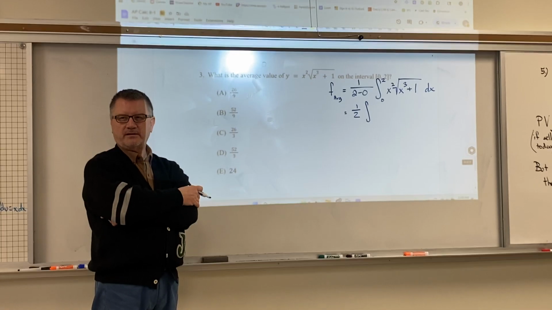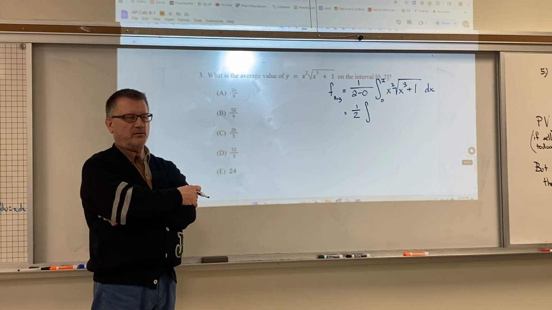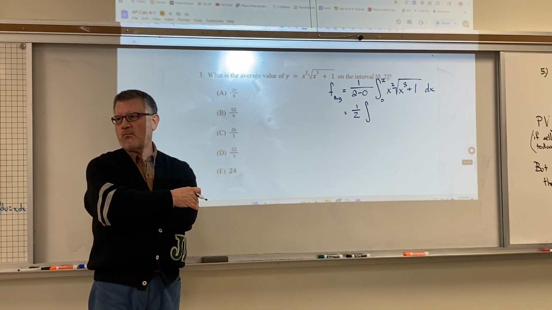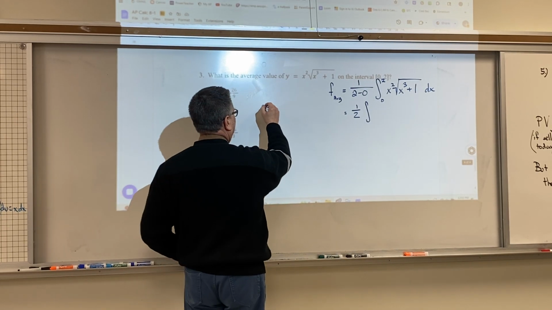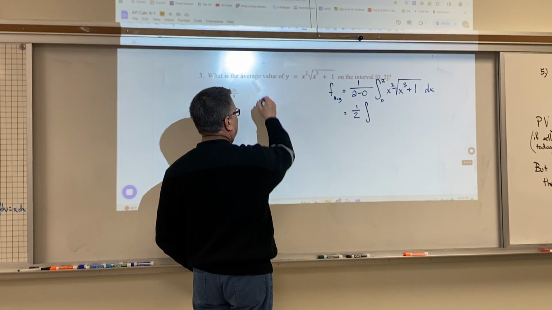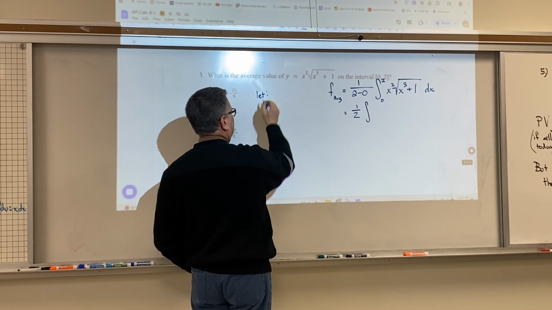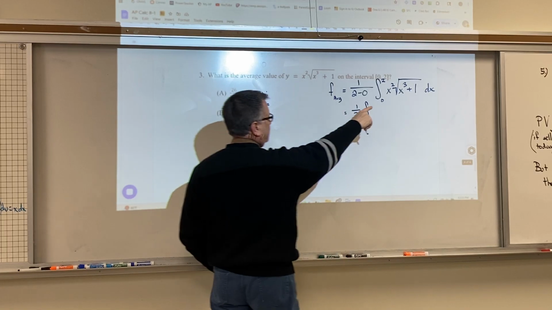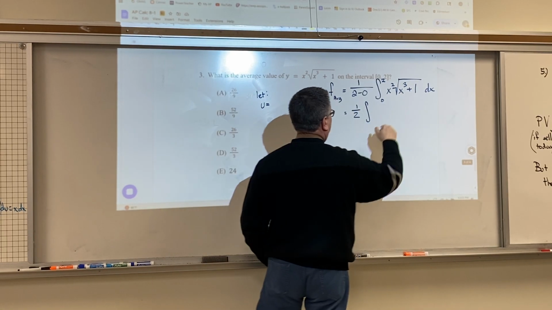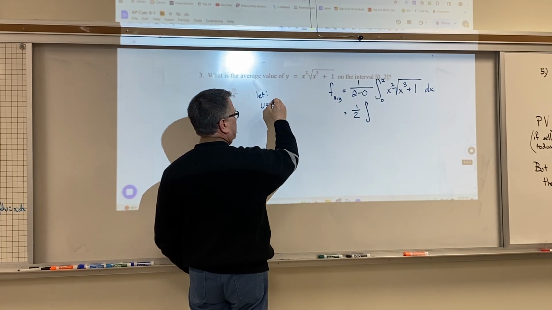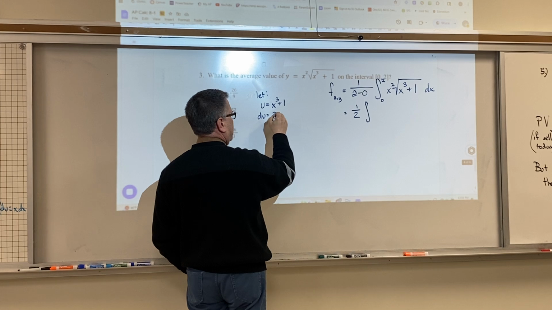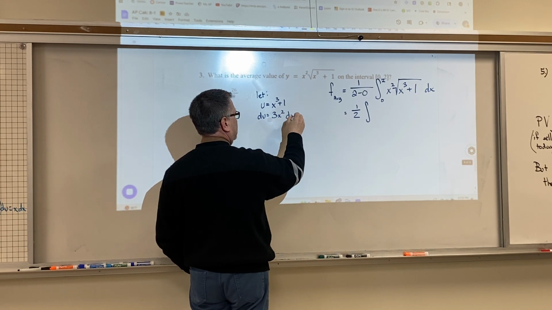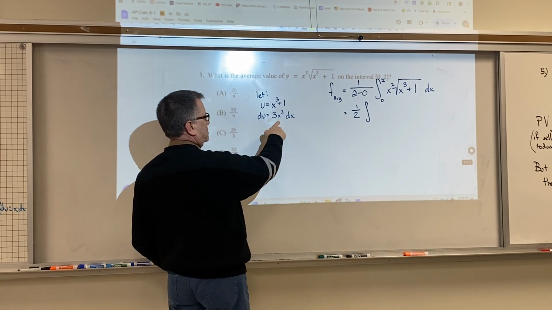How are you guys taking the integral of that function? You can use u substitution. I like that. Let's start with that, because if I take the derivative of this, I see it right there. So let's let u be x cubed plus 1. Du will be 3x squared dx. Guess what? I see x squared dx.